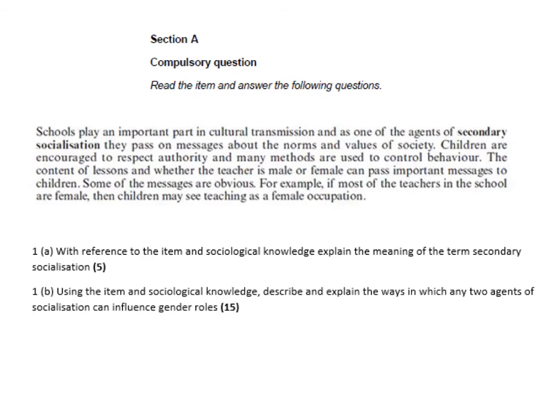I'm going to finish this screencast by looking at an example of a 15-mark question. So once again, if you hit the pause button, read through the item and then read through this 15-mark question. Now remember what I said about sticking to the question set. So with this question, it's important to make sure that you are writing about 2 specific agents of socialisation. And really one of the agents of socialisation that you should be discussing is the role of schools, because there's an instruction here that you've got to use the item. So don't forget to use the item for the 15 marker as well as the 5 marker.